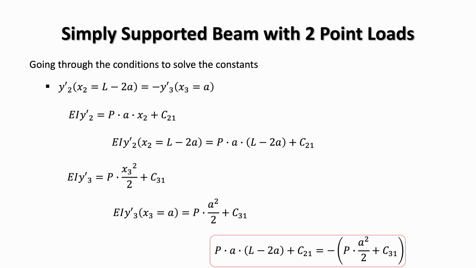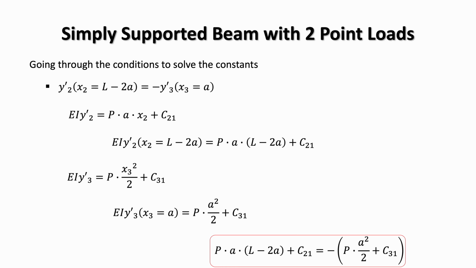At point C, the physical slope of the beam must be continuous. However, we need to be careful with the sign because the local coordinate system in region 3 runs in the opposite direction. In region 2, we'll take the slope condition and we will substitute point C where x2 equals L minus 2a. And that gives us the expression of P times a, all that times L minus 2a, plus c21. In region 3, the slope expression, once we substitute x3 equals a, gives us pa squared over 2 plus c31. Because the coordinate x3 is measured from the right-hand support back towards C, the mathematical slope in region 2 has the opposite sign to the physical slope.